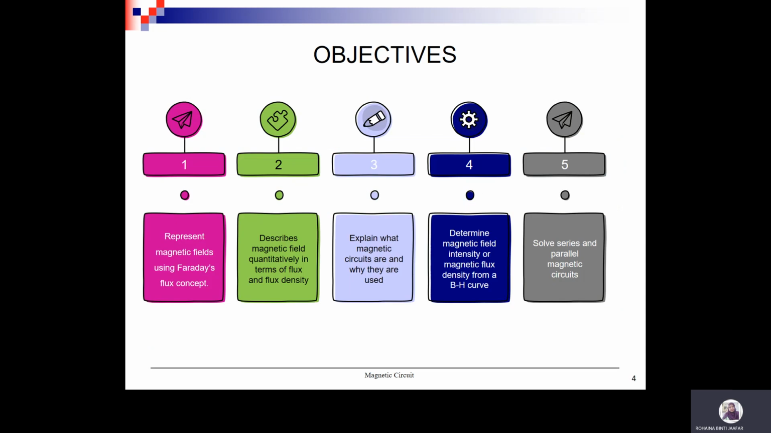Okay, the learning outcomes for this chapter are: represent magnetic fields using Faraday's flux concept, describe magnetic field quantitatively in terms of flux and flux density, explain what magnetic circuits are and why they are used, determine magnetic field intensity, or we call it H, from a BH curve, and solve series and parallel magnetic circuits.